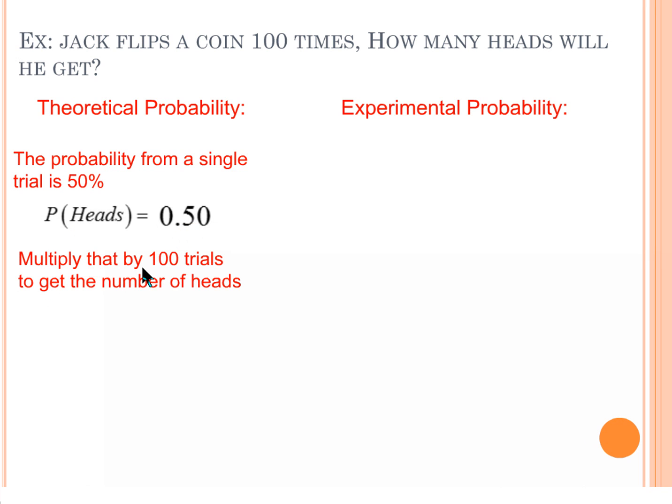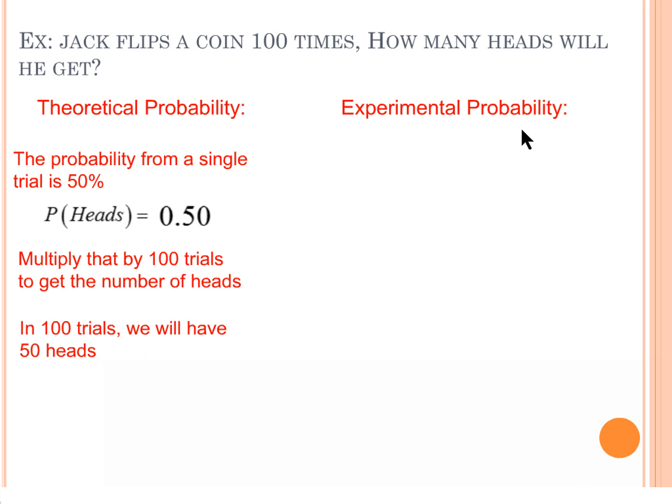Now multiply that by 100 trials to get the number of heads. So in 100 trials, we will have 50 heads. If you calculate this mathematically, using the probability of 50%, and you flip the coin 100 times, then the chances are we'll get 50 heads.